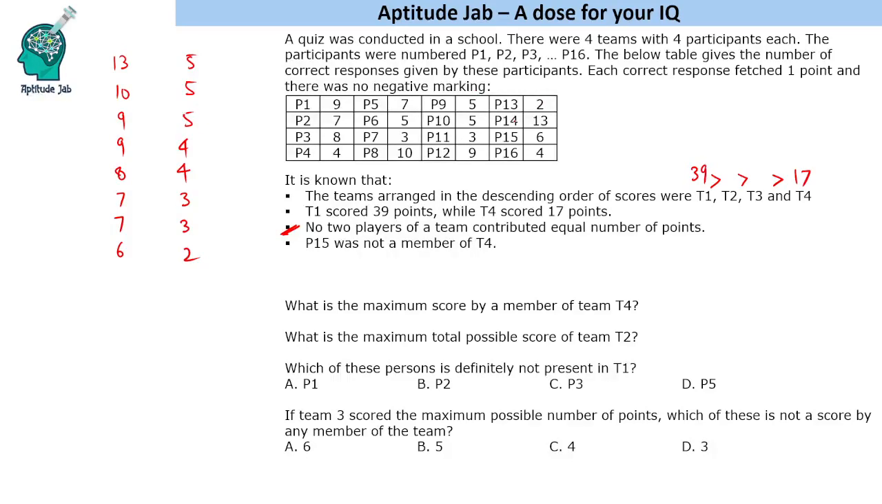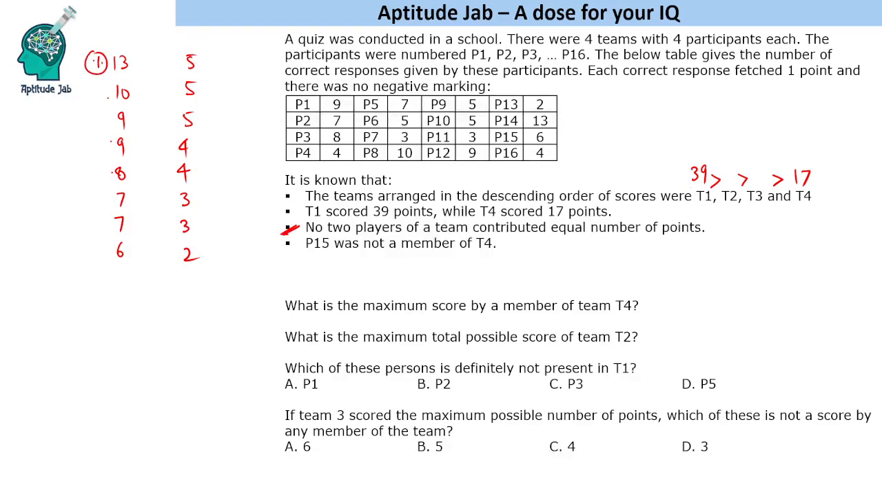Now, in such kind of questions, we should always start with extremes. Anyway, we are given extremes only. We are given 39 points for T1 and 17 for T4. Now, suppose we do not include 13. Then you have 10 plus 9, 19. And each player has unique points, right? No two players of a team contributed equal number of points. So 10, 9, 8, 7 will give us 34. So that means 13 has to be there in team 1.